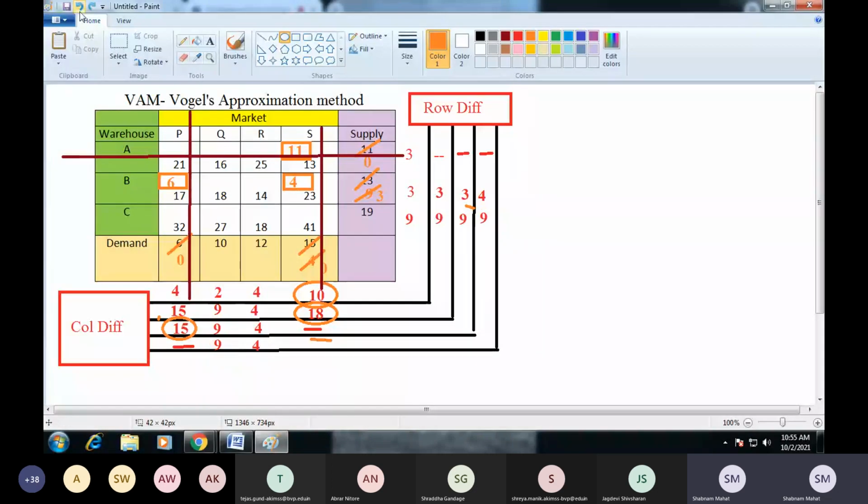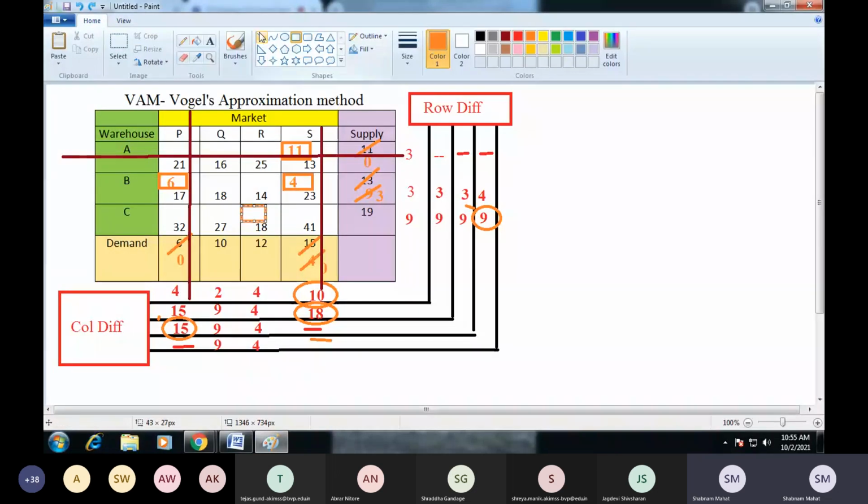Suppose I select this 9, so I have to consider the total row. This row contains only 27 and 18. Out of 27 and 18, I have to find where the minimum number is. The minimum number is 18, so I select this cell for further allocation. Now first of all, you have to check the supply available for this cell and the demand for this cell.